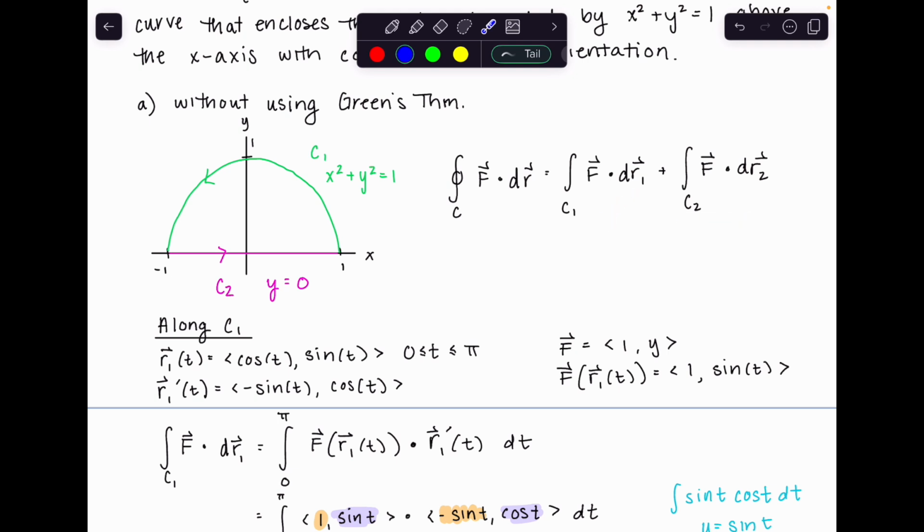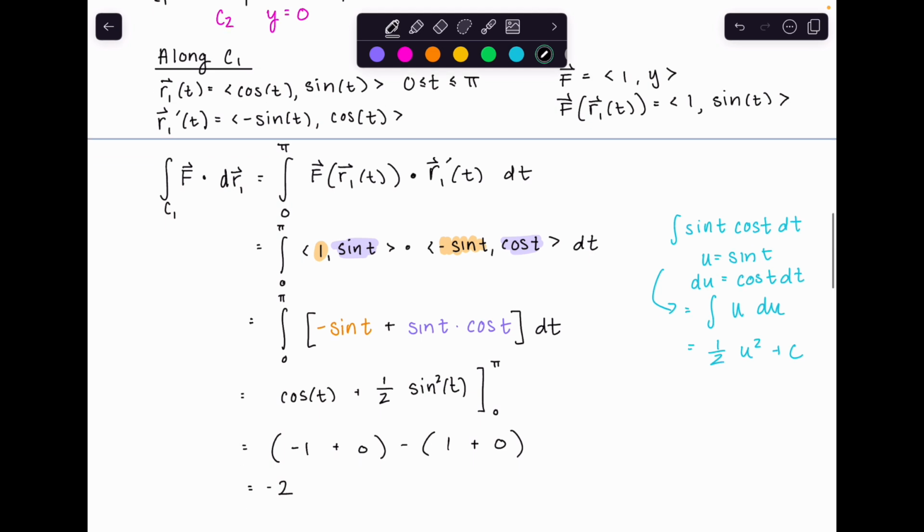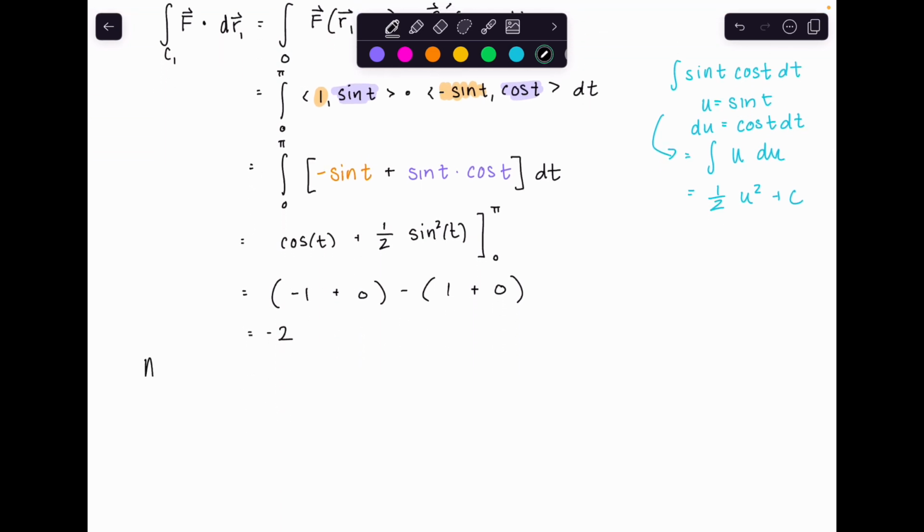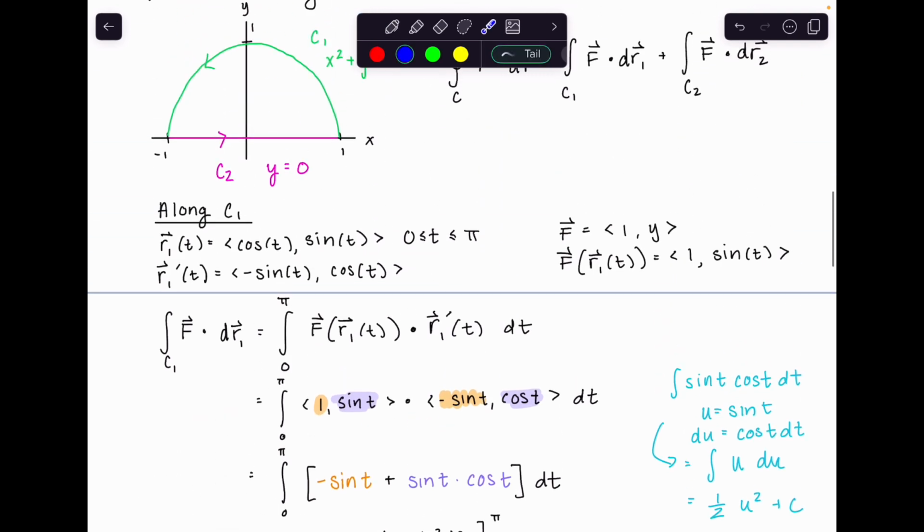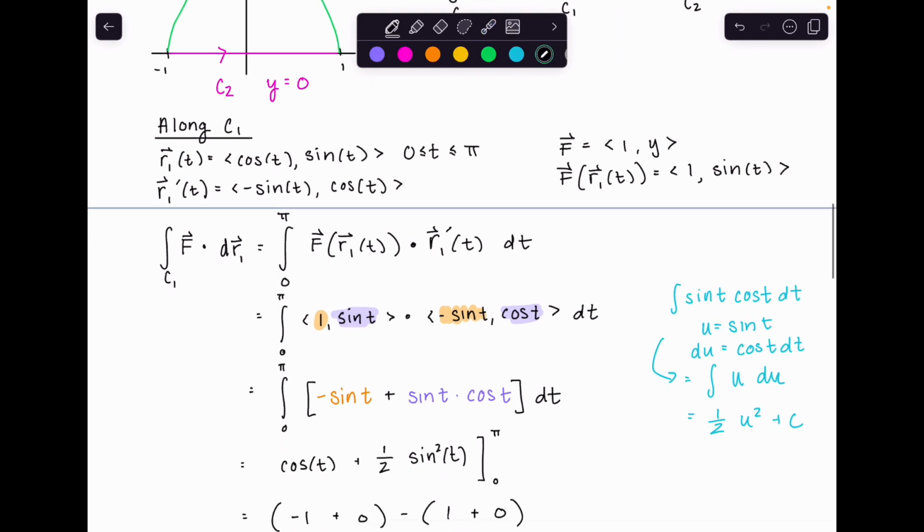Now I need to go through the second one, which is just along that x-axis. So my second integral is along C2. In this case, since I'm just on the x-axis, the vector function we can use here is t, and the y component is 0. And then our t is ranging from -1 to +1, because again, the orientation matters. In this case, to get that counterclockwise, I traverse it in this direction. So this one's a little bit nicer than our other lines have been.